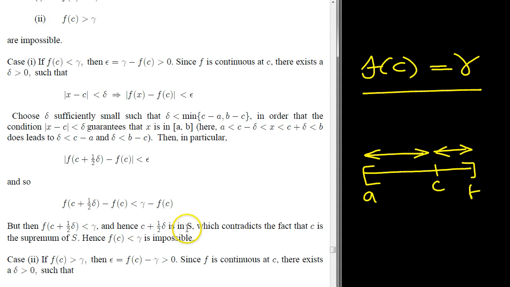So c plus half delta is in S, which contradicts the fact that c is the supremum of S, because c was the biggest value, wasn't it? C was the supremum of S, and we found a value c plus half delta, which is in AB, and where f of c plus half delta is less than gamma. So c plus half delta would be in S, but c is the supremum of S, so that's a contradiction. So clearly this is impossible then, the first thing.